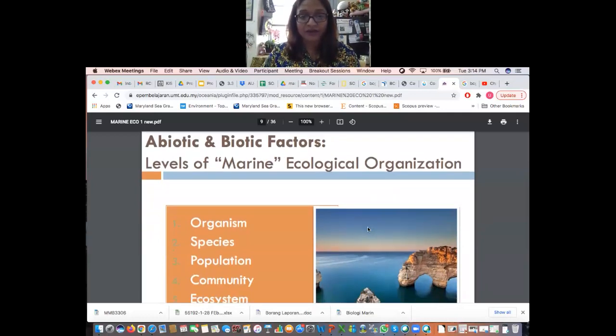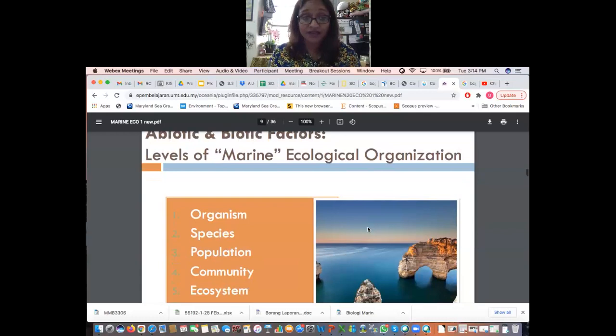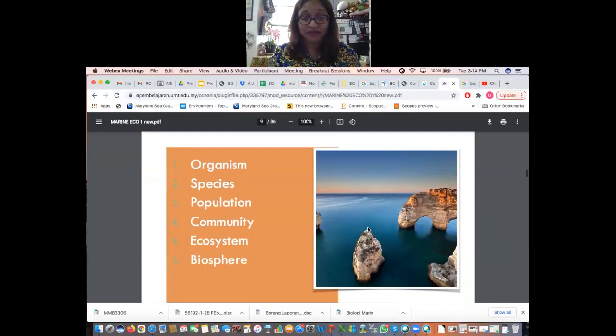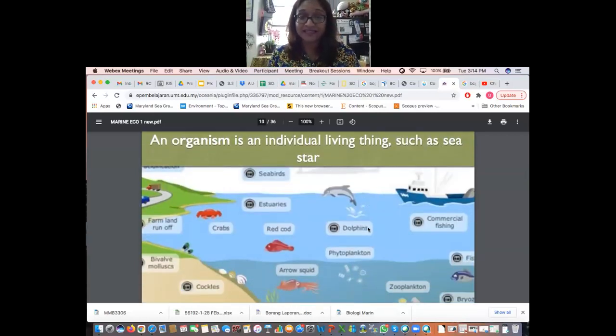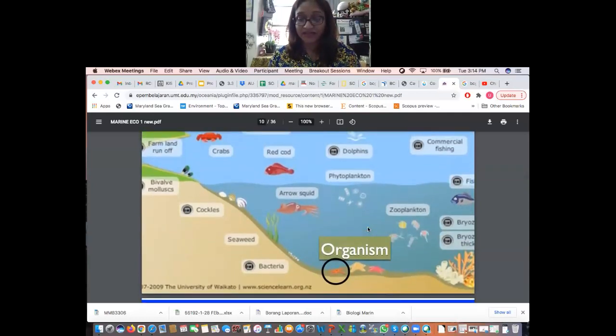Okay, so now when you're talking about interactions by a trophic level, in terms of its organization. So when we are looking into levels of marine ecological organizations, what we are talking about usually is starting from the first level of an organism. So organism is looking at the individual itself, followed by the species, population, community, etc. All right. So an organism is an individual living thing, such as a sea star. Now I just want to bring to your attention, is organism and species the same thing?